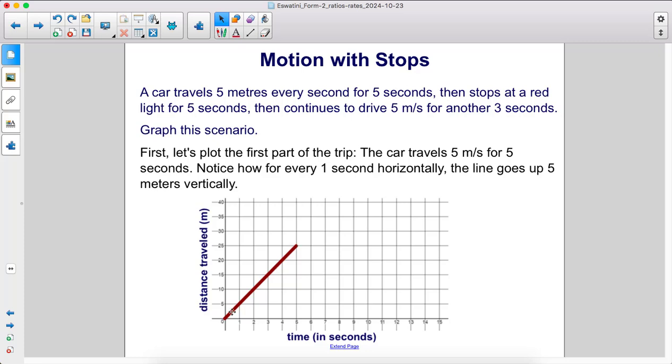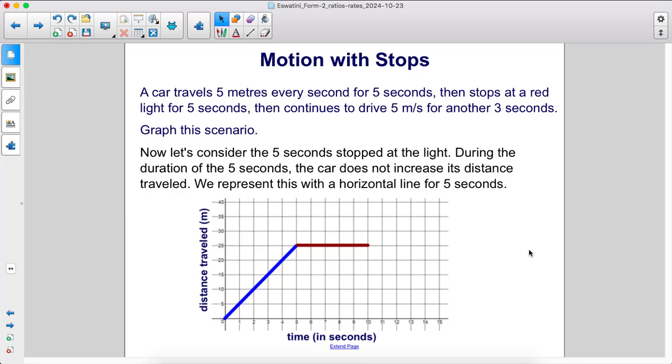Notice how for every 1 second horizontally, the line goes up 5 meters vertically. Now let's consider the 5 seconds stopped at the light. During the duration of the 5 seconds, shown here in red, the car does not increase its distance traveled. We represent this with a horizontal line for 5 seconds.